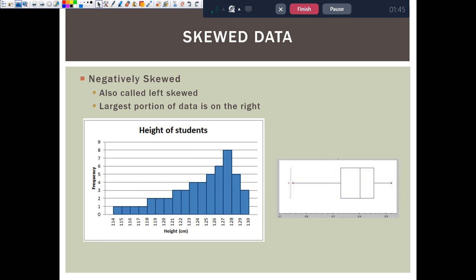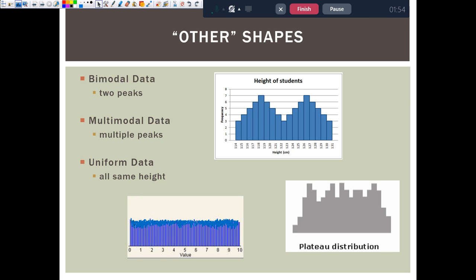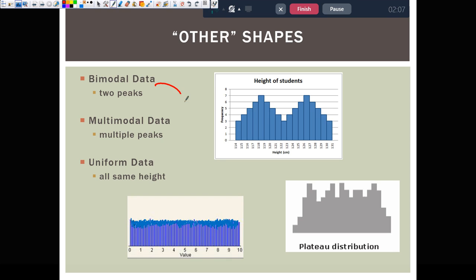And the other direction, negatively skewed, is also known as left skewed. The large portion of the data is on the right. It means that there's a lower number that's skewing the data. And then there's some other shapes, which are like a bimodal. It has two peaks. A multimodal has multiple peaks. And a uniform is all the same. And I would draw lines so that you can know which one belongs to which.